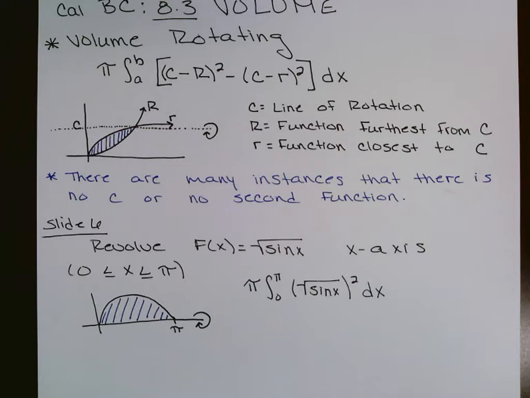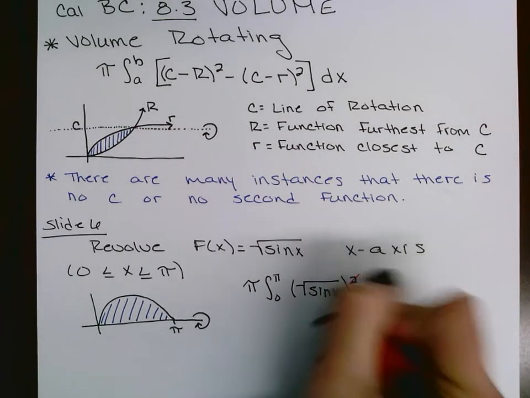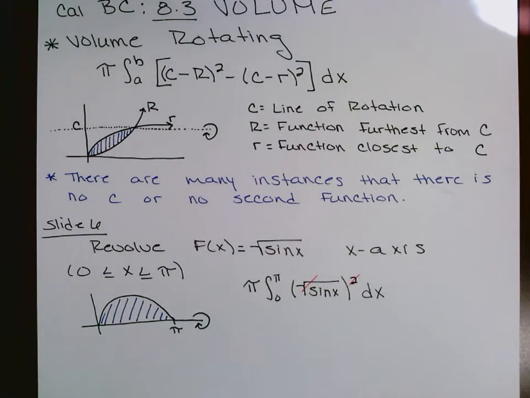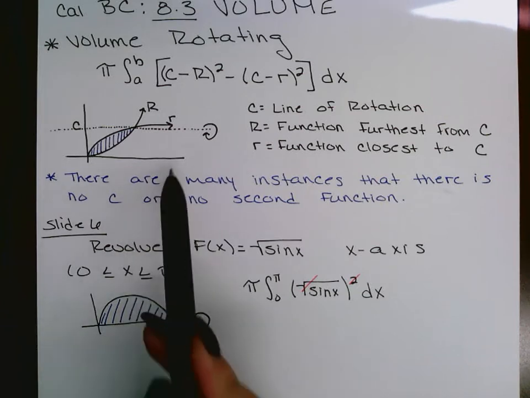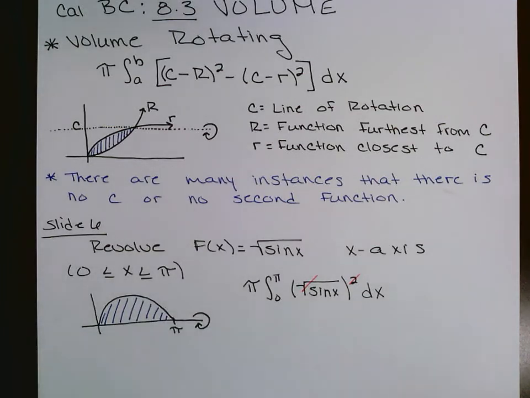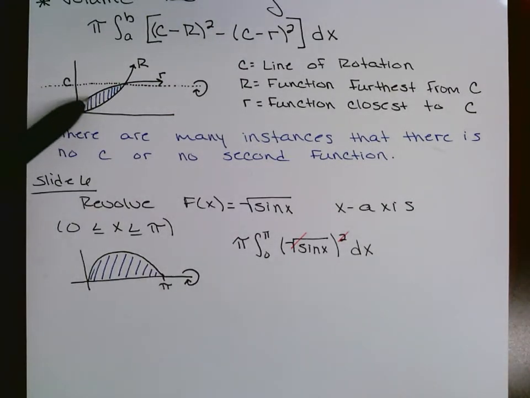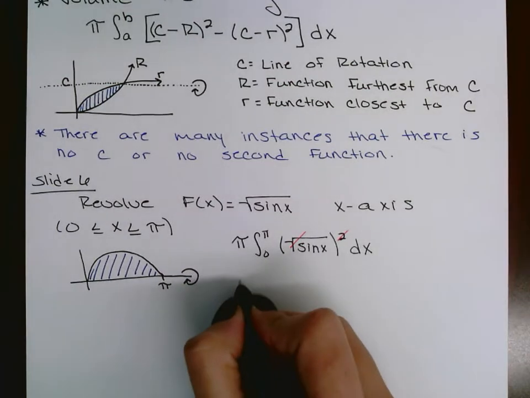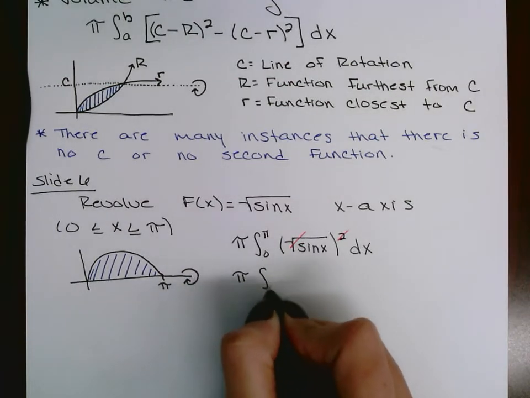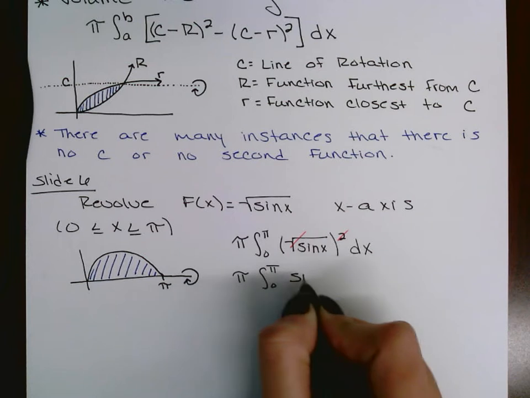So now always clean up, just like when we're doing area, clean up before you integrate. So the squared and the square root cleans up. C is the point of rotation, right? Right, and since I'm rotating around 0, you don't have to write C. Anytime C is 0, you don't have to write it. Okay? And what about lowercase r? If I had two functions, then the lowercase r would be the function closest to the line of rotation. Okay? So we're going to have pi times the integral of sine of x.